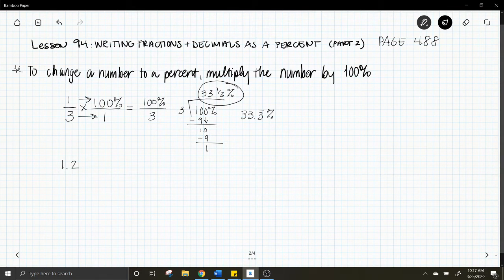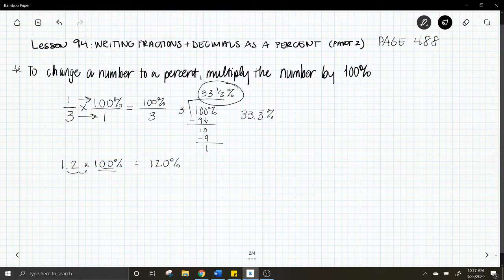To change a number to a percent, multiply the number by 100%. So here we have 1.2 times 100%. And like I just went over in the mental math, when we're multiplying by powers of 10, we can just move our decimal over 2 places. So if we did that here, we would get 120%. Okay, so hopefully that makes sense.